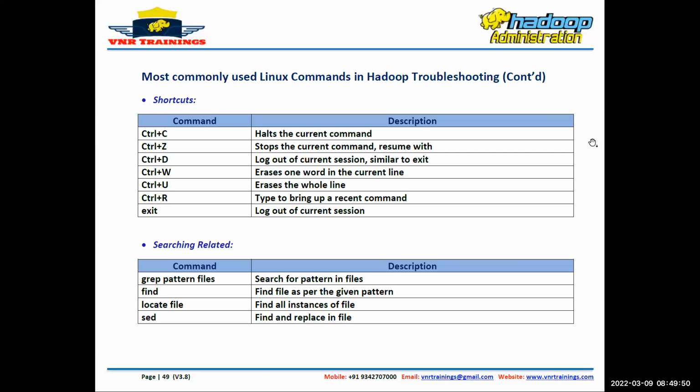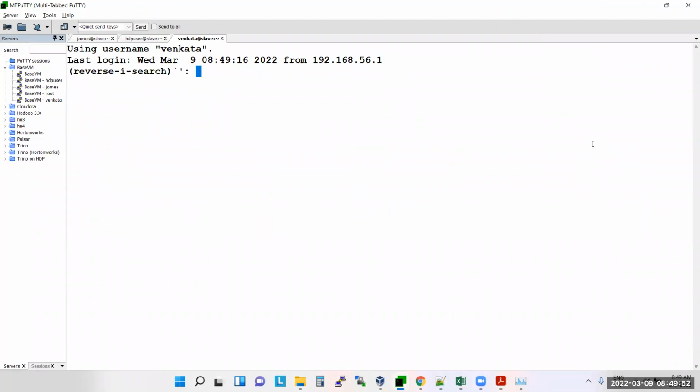Control R lets you search. If you want to see the previous commands, say ls, meaning which ls command I executed, instead of typing the command again, you can search with Control R and type one or two letters of the command, then it will show you the previous commands.